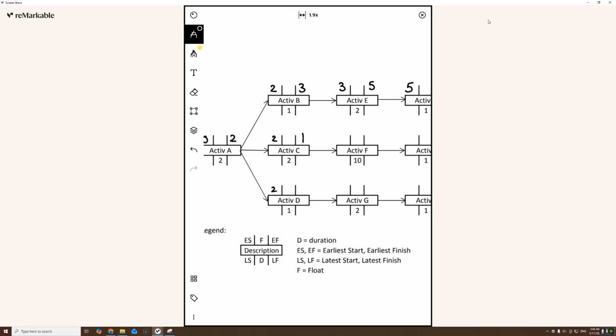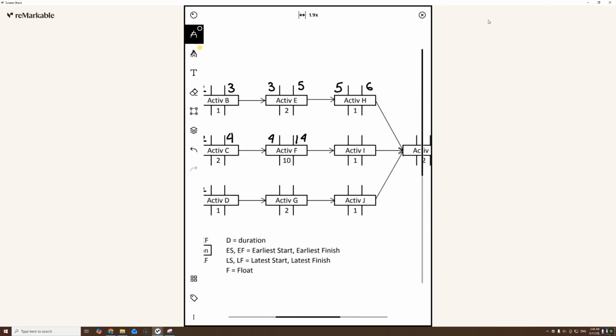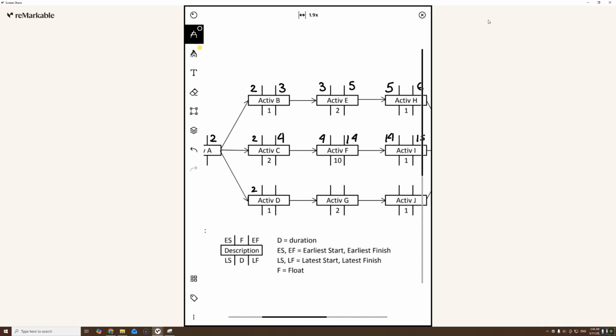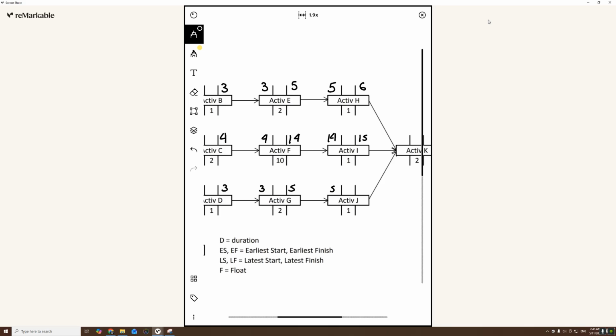So 2 plus 2 is 4. Now put 4 here. So activity F, the earliest finishes on the 14. 14 here, plus 1 is 15. Same thing here. 2 plus 1 is 3. 3 plus 2 is 5. 5 plus 1, 6.